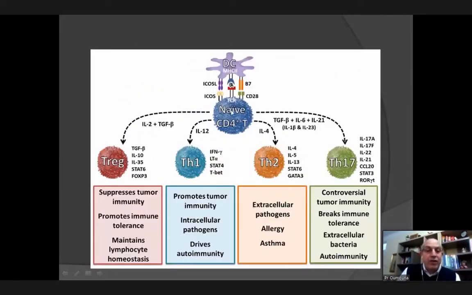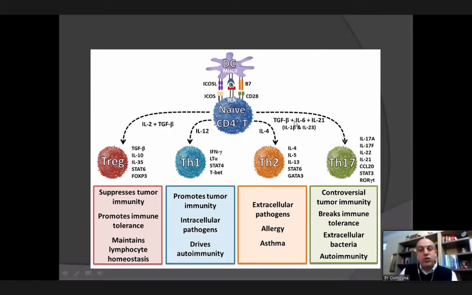Now, what do we have on these CD4 naive cells? Everything starts with the presentation of the antigen and, of course, the secretion. If the naive CD4 cell receives interleukin 12, it will become Th1. Th1 secretes interferon gamma mainly, promotes tumor immunity, fights intracellular pathogens, and drives autoimmunity. If now it doesn't receive interleukin 12 but rather interleukin 4, it will become Th2, and then it secretes interleukin 4, 5, 13, for extracellular pathogens, allergies, and asthma.